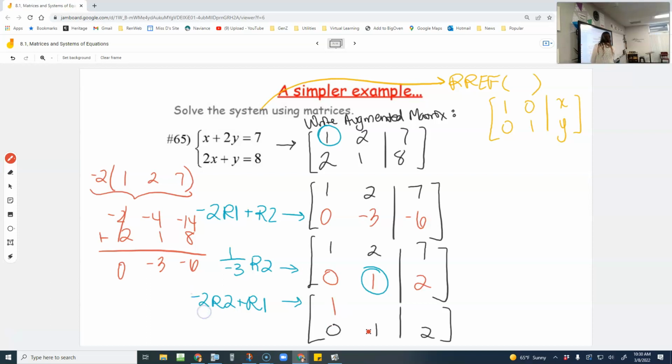Negative 2 times 1 is negative 2 plus 2 is 0. Negative 2 times 2 is negative 4. Negative 4 plus 7 is 3. How can you double check that the solution to the system is 3, 2?